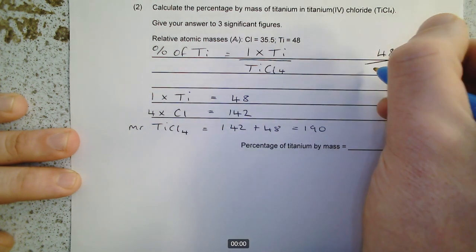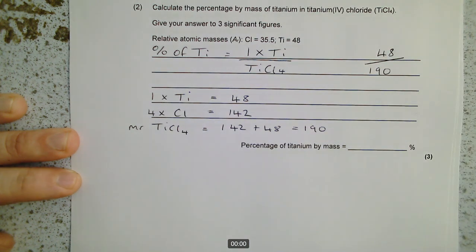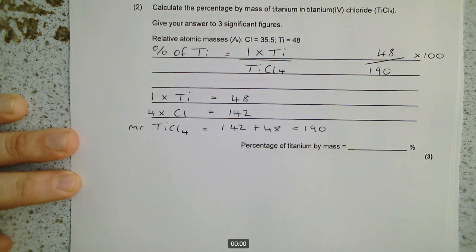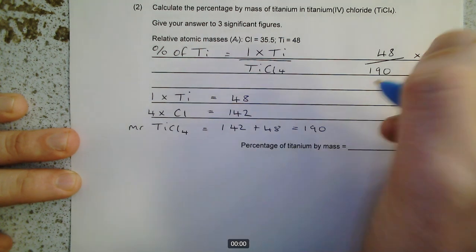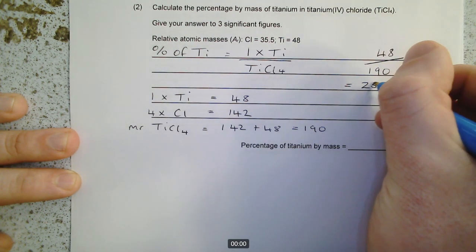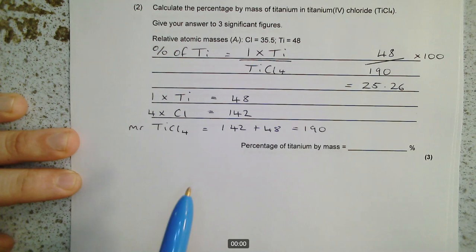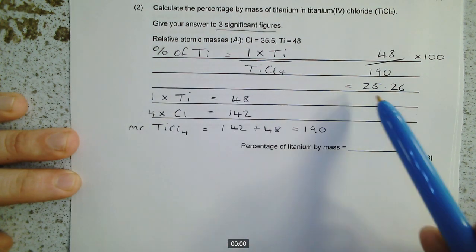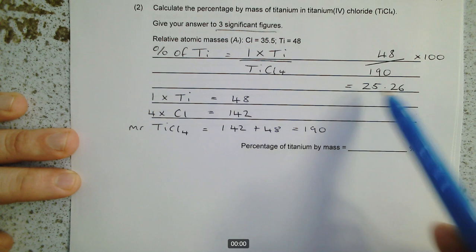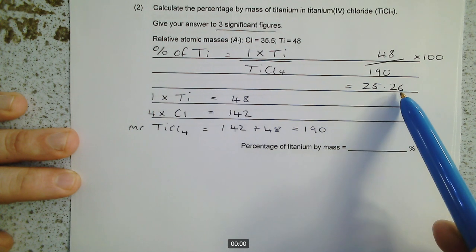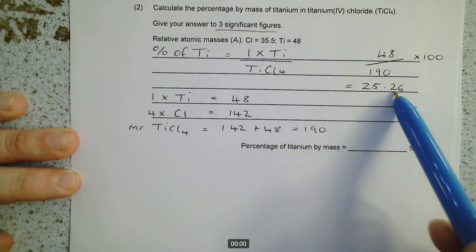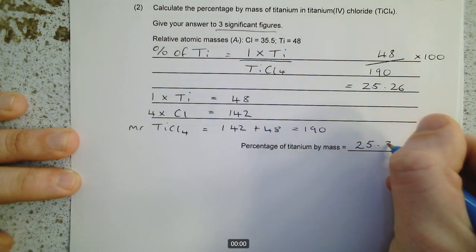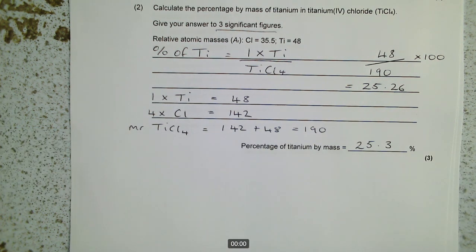So now back over here, one lot of titanium from the question gives me 48. The total MR of TiCl4 is 190. Because it's a percentage calculation, I'm multiplying it by 100. Now plugging that into the calculator gives me 25.26, and the question said it wanted it to 3 significant figures. So the third significant figure, 1, 2, 3, is here. The number after that is a 6, so it gets rounded up from 2 to 3. So our percentage is 25.3%.